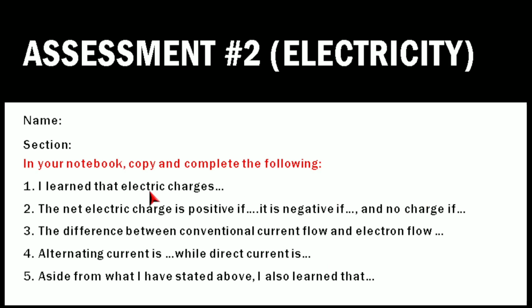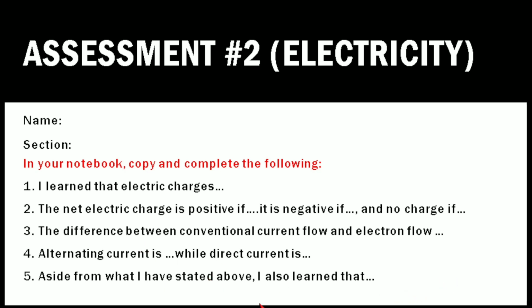Number 1, I learned that electric charges blank. Number 2, the net electric charge is positive if, it is negative if, and no charge if. Number 3, the difference between conventional current flow and electron flow is. Number 4, alternating current is, while direct current is. Kumpletuhin din po. And number 5, aside from what I have stated above, I also learned that.